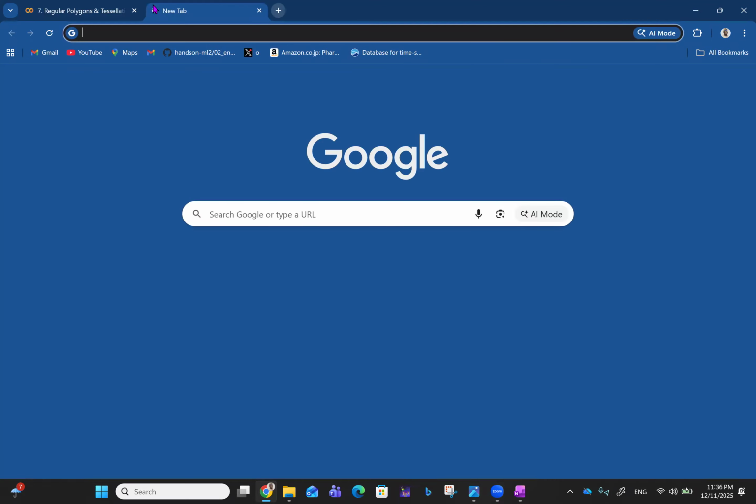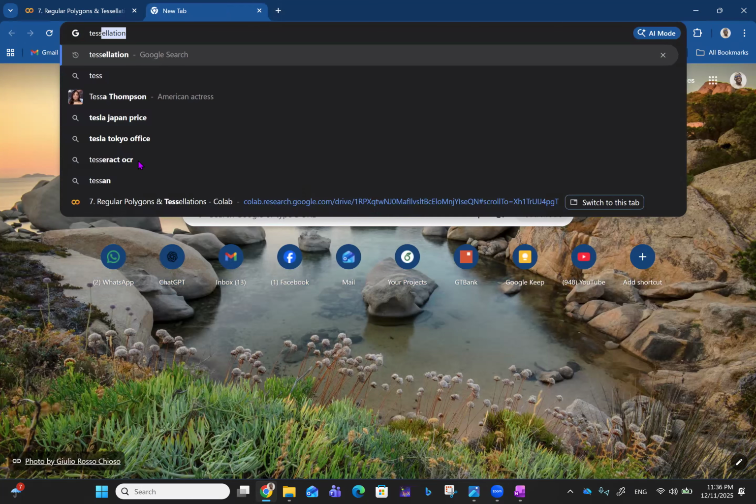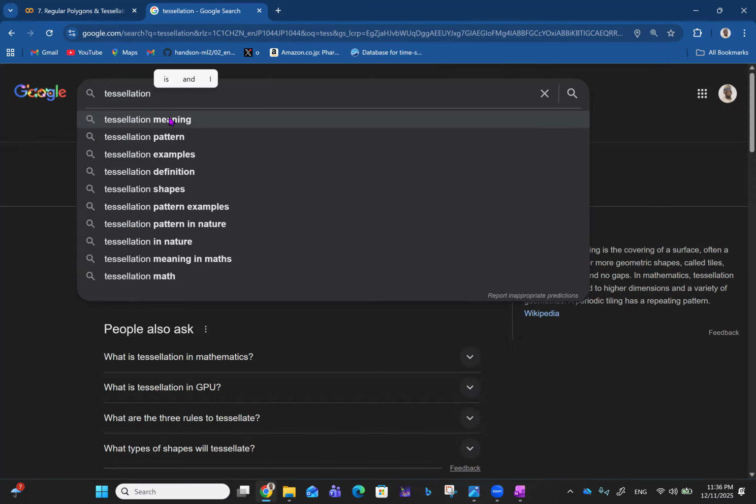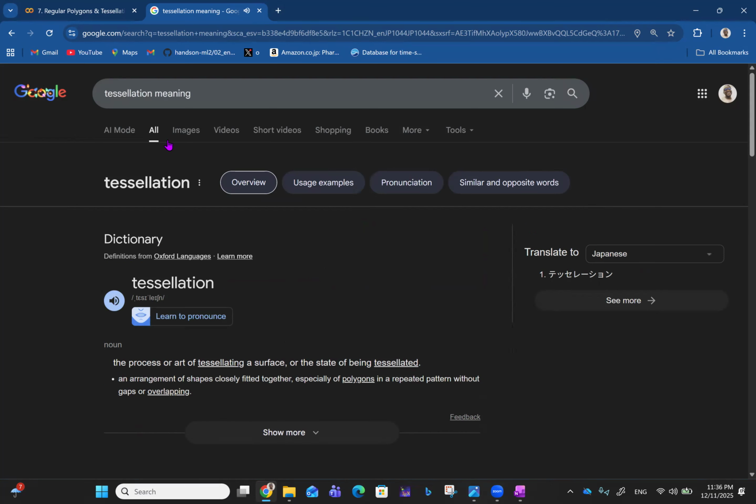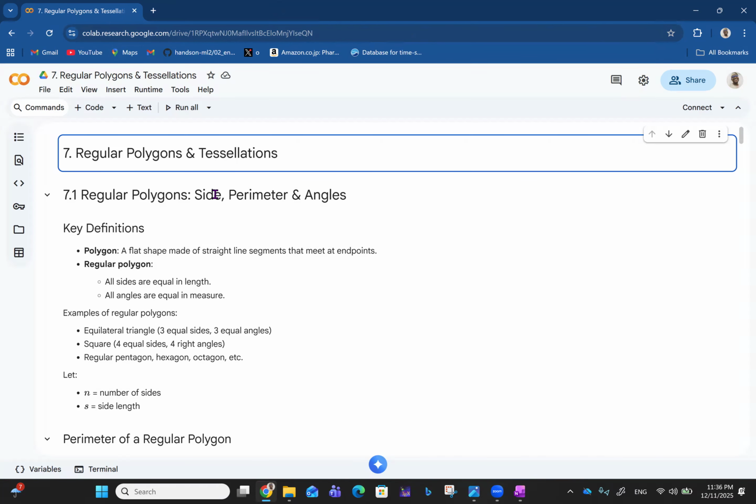Let me even be sure what the pronunciation of that should be. Tessellation, meaning, okay, tessellation. Okay, yeah, been doing a great job. Tessellation. Okay, yeah. Regular polygons and tessellations.